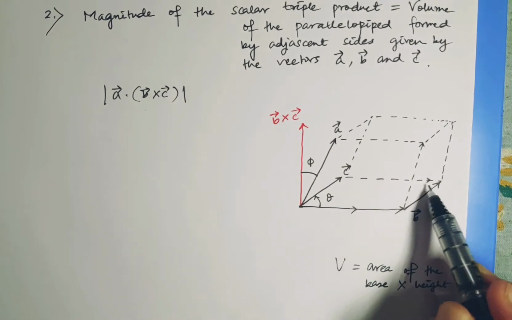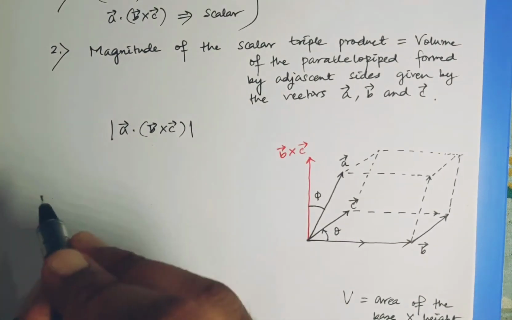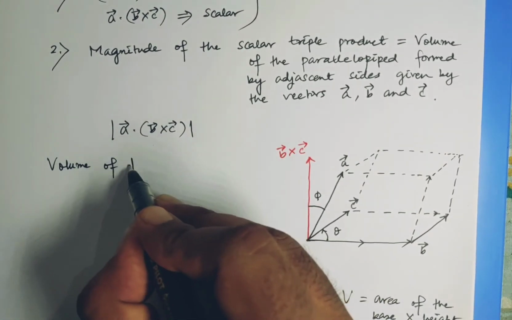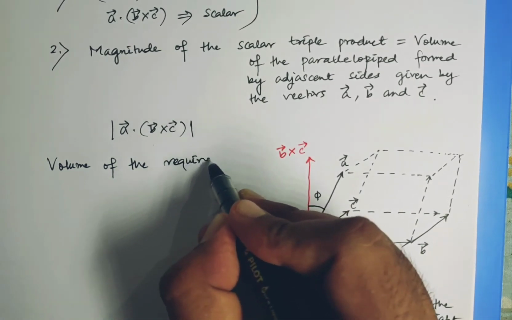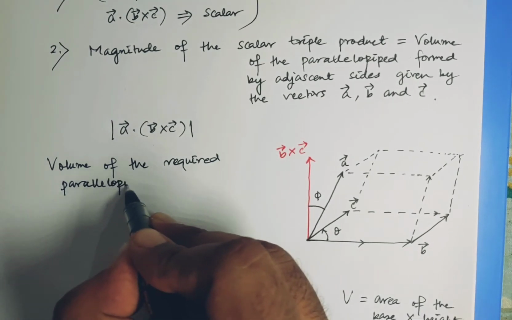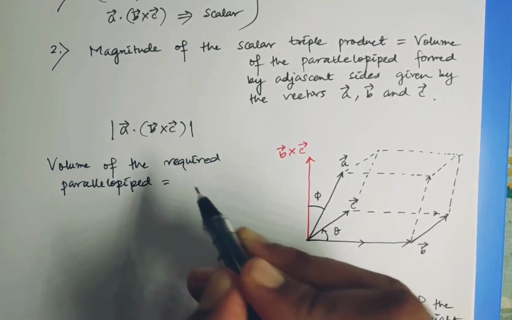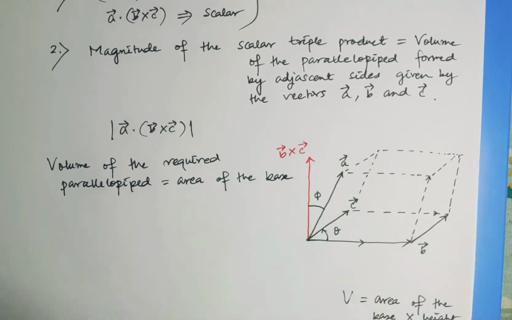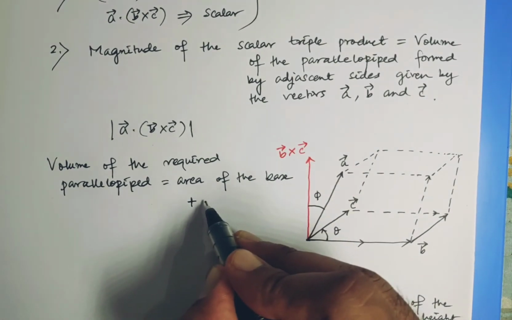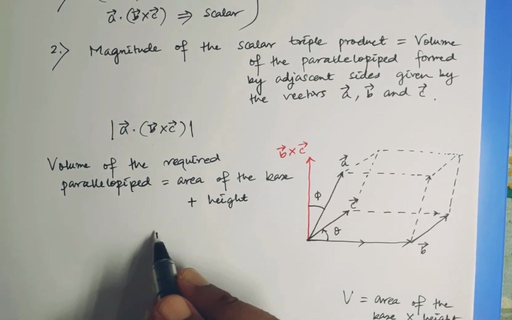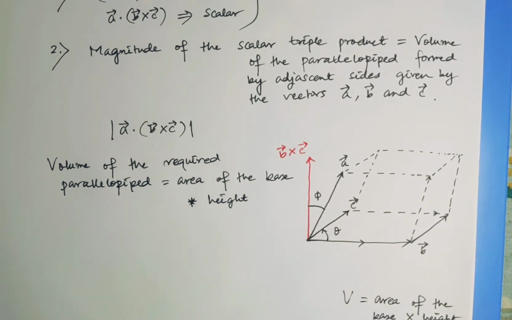Now area of the base we already know. Let's just write: volume of the required parallelepiped is equal to area of the base, plus height, right? Now what is the area of the base? We already know. Plus, what am I doing? I'm sorry. It is area of the base multiplied with the height, right?